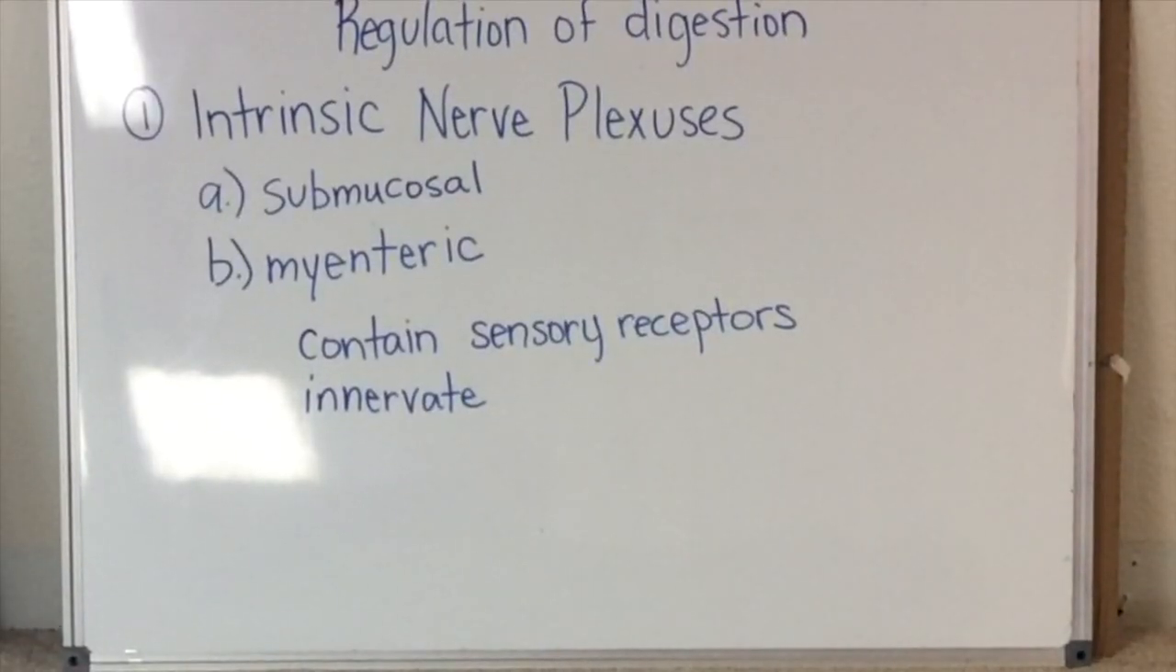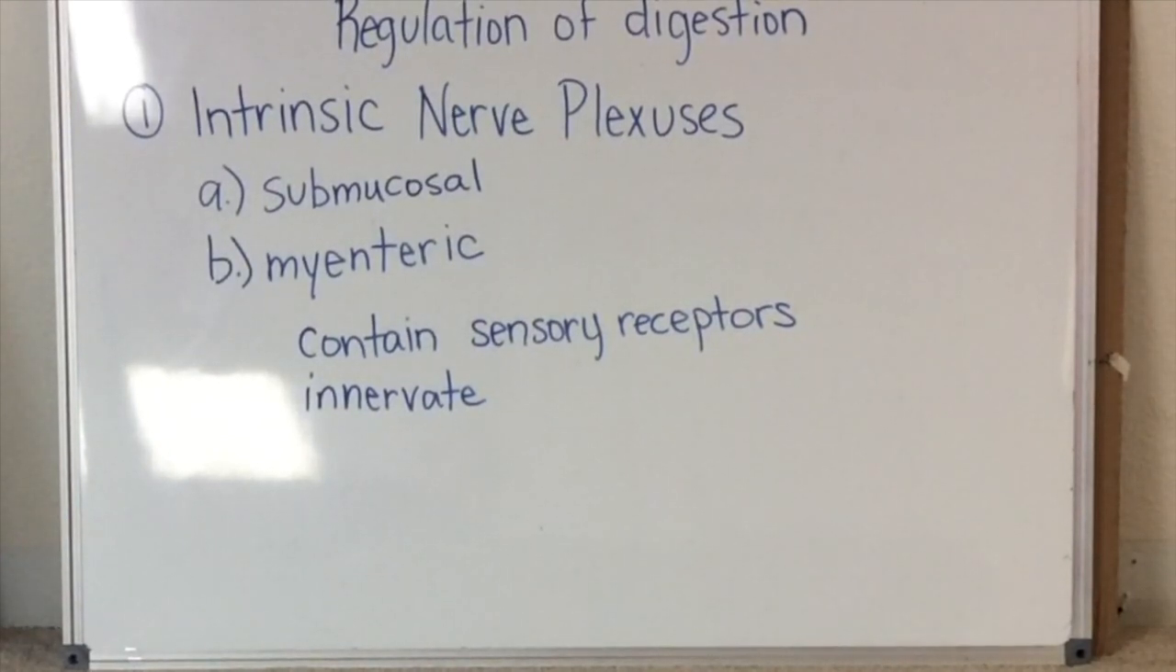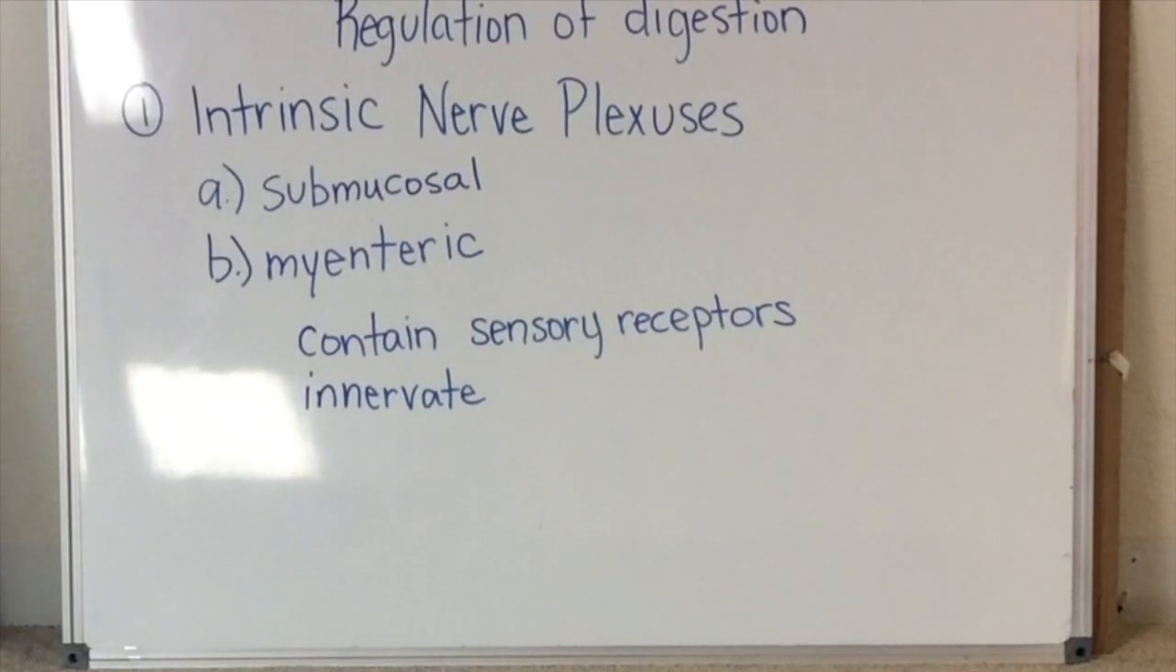The second mode of regulation of the digestive system is the intrinsic nerve plexus. These two plexuses are the submucosal plexus and the myenteric plexus. Combined, these two nervous systems contain as many neurons as is found in the spinal cord. It is a highly dynamic system that contains sensory receptors, afferent interneurons, and efferent neurons.